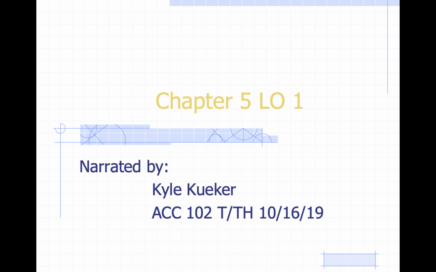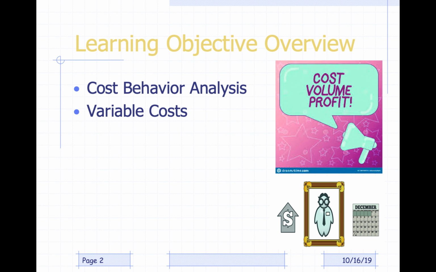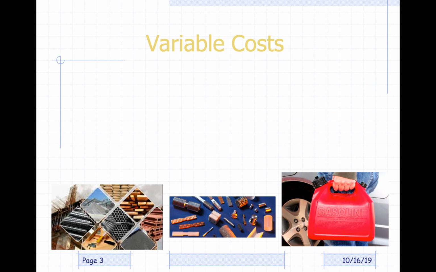I will be going over Chapter Five's Cost, Volume, Profit, Learning Objective 1. In this, we're going to be covering cost behavior analysis. Cost behavior analysis is the study of how specific costs respond to changes in the level of business activity. Regarding cost behavior analysis, you have the activity levels of certain items, and you've got your variable costs, fixed costs, mixed costs, and relevant range.